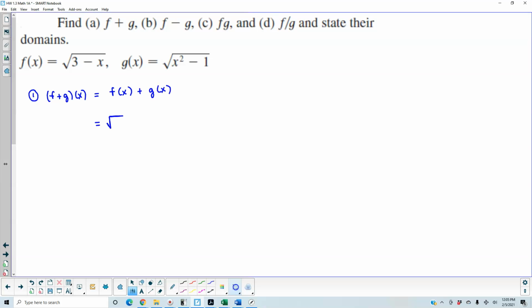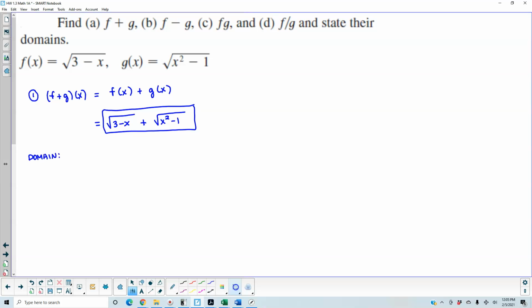So that's equal to the square root of 3 minus x plus the square root of x squared minus 1. So therefore, there is our function for the addition. And now we need to find a domain of that function.